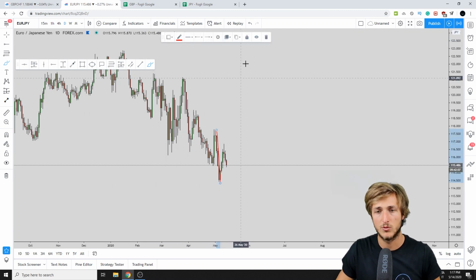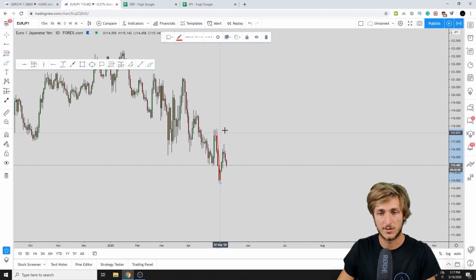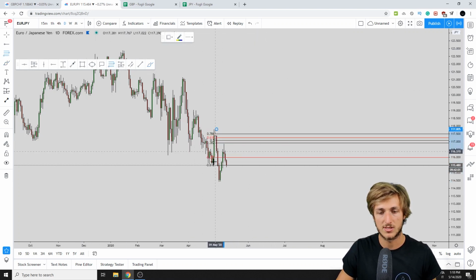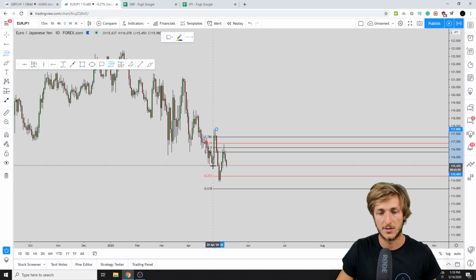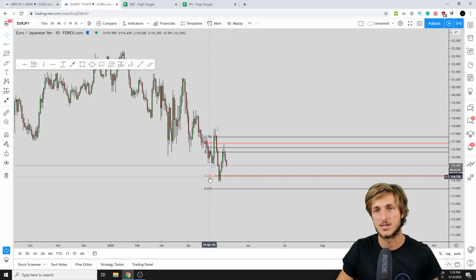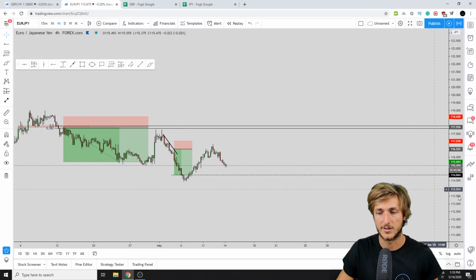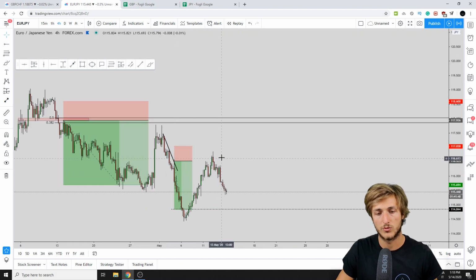And how did we calculate the target for the trade that we executed last week? Very simple, same concept: Fibonacci from the high to the low and take profit at the minus 27. And in fact, from a 4 hour perspective, that is exactly where our take profit was, for a nice 1 to 3 risk to reward.